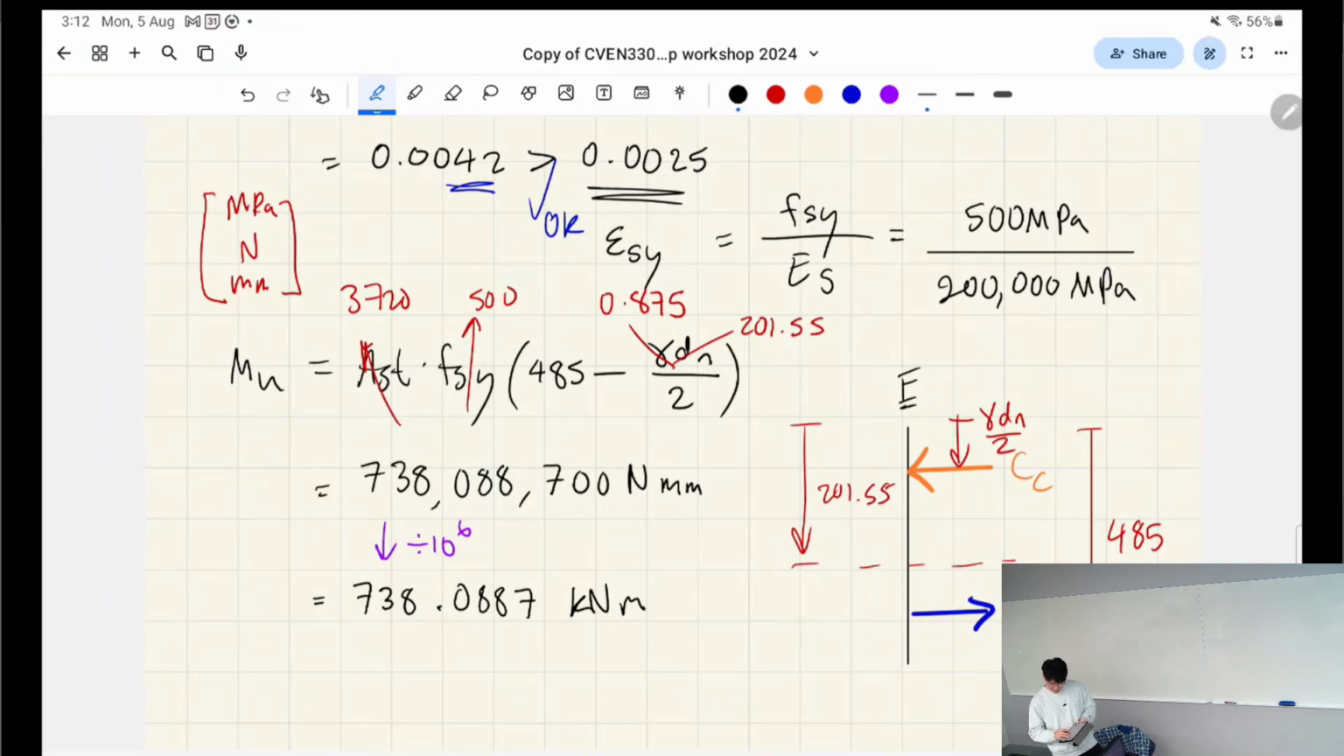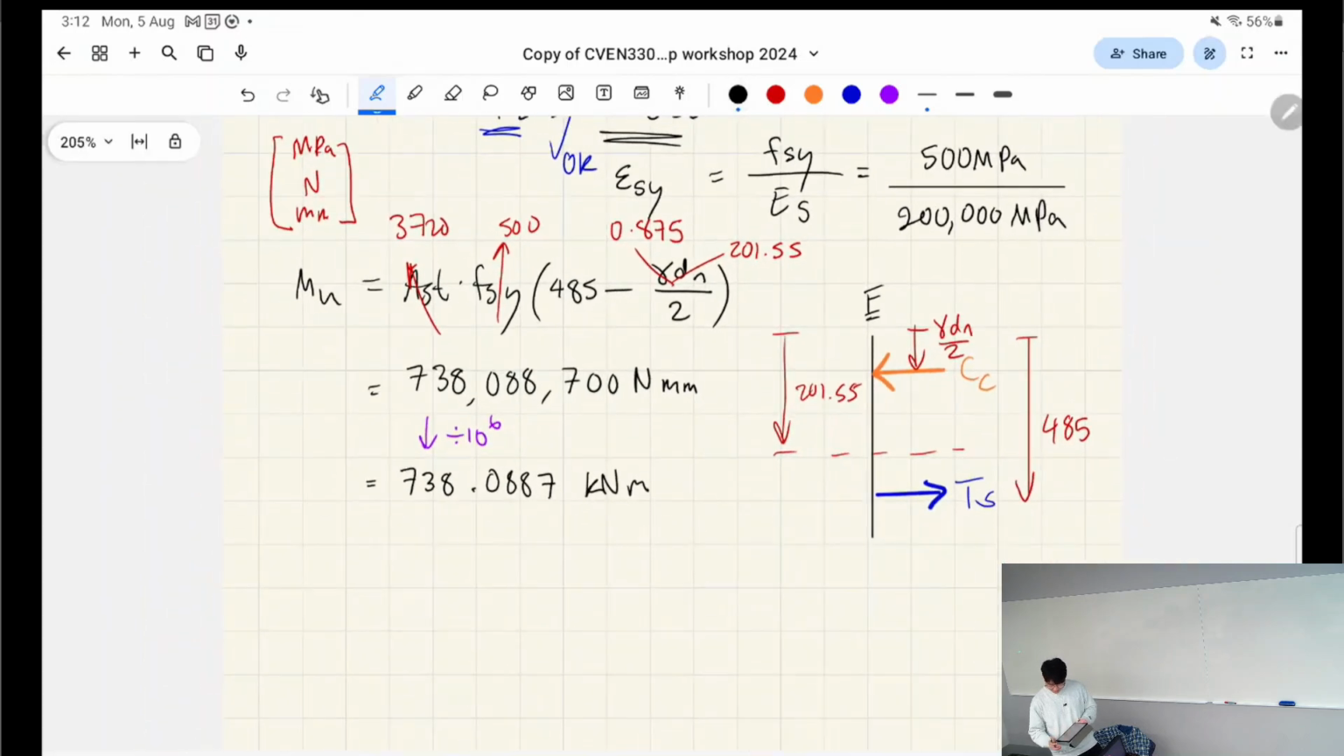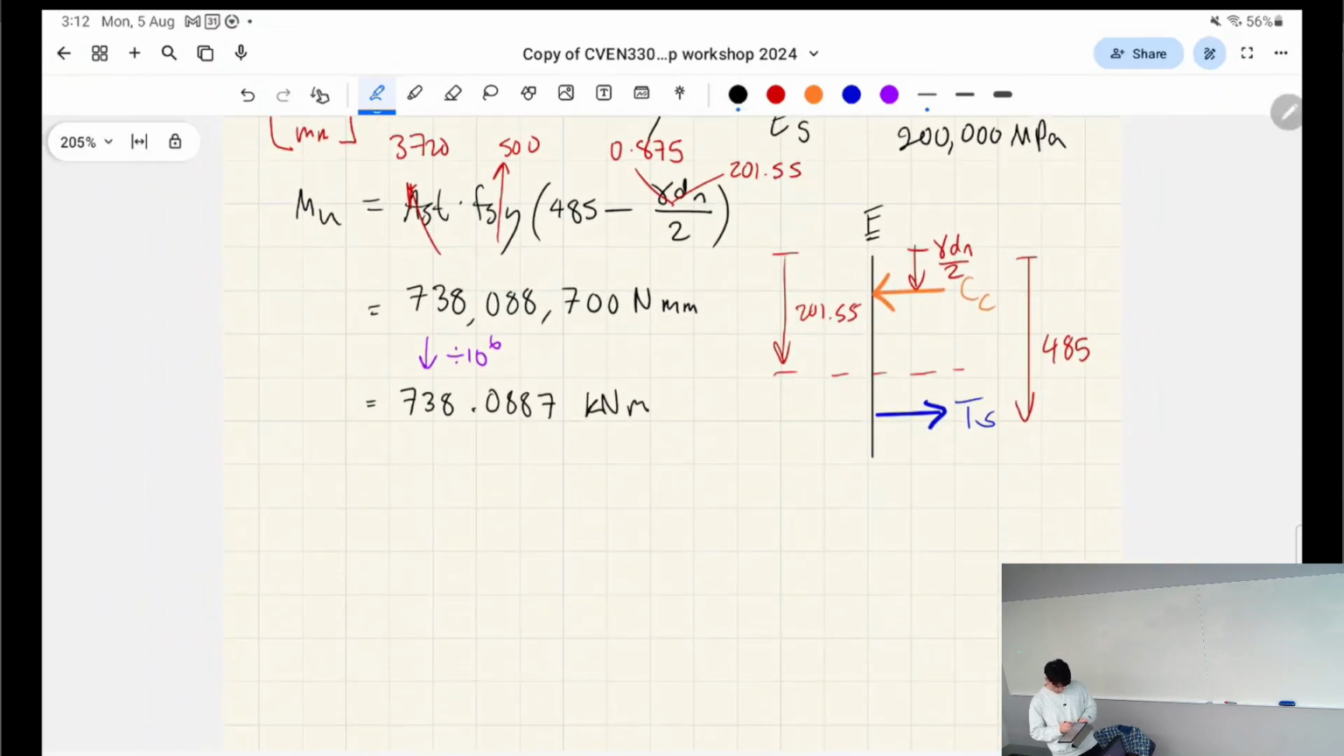However, what they care about is phi Mu. Okay, so phi is your capacity reduction factor. It's saying that we don't want to think that our concrete is as strong as it is on paper because there's a chance it will fail earlier. Sorry, I'm getting nerdy about this because this is what my thesis is about.